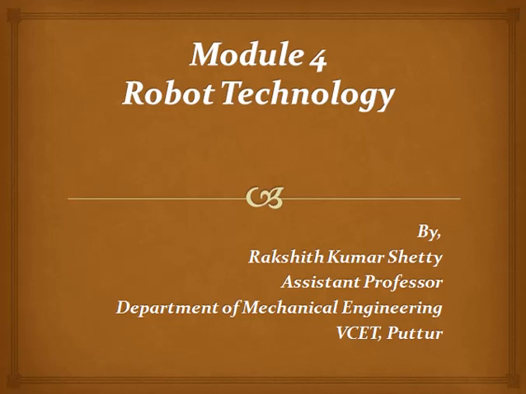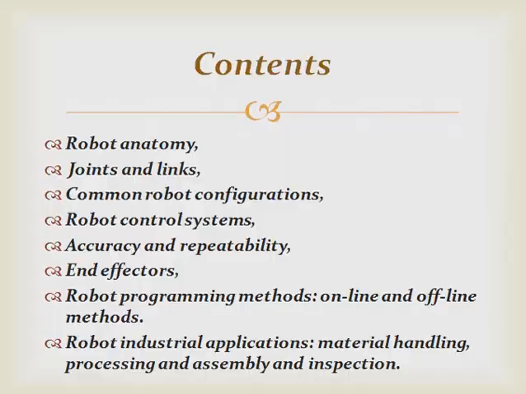Hello everyone. Today we will discuss the concept of robot technology. In this concept we will mainly focus on robot anatomy, joints as well as the languages included in the anatomy itself, common robot configurations, and robot control systems. Then we'll discuss accuracy as well as repeatability. These are all parameters considered in robotics, along with the concept of the end effector.